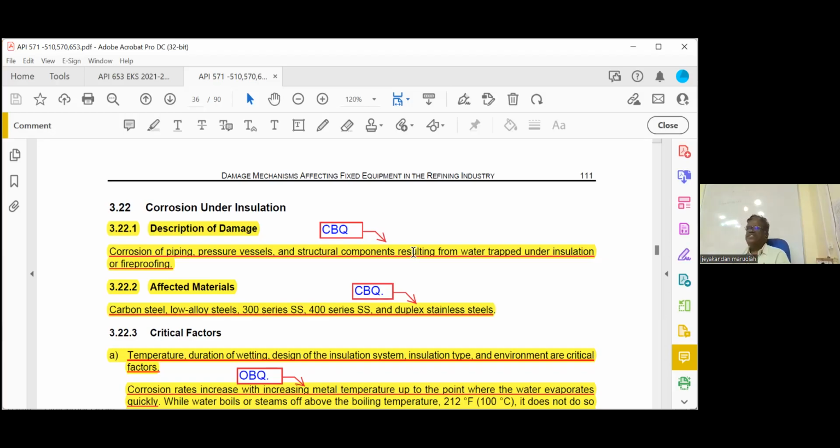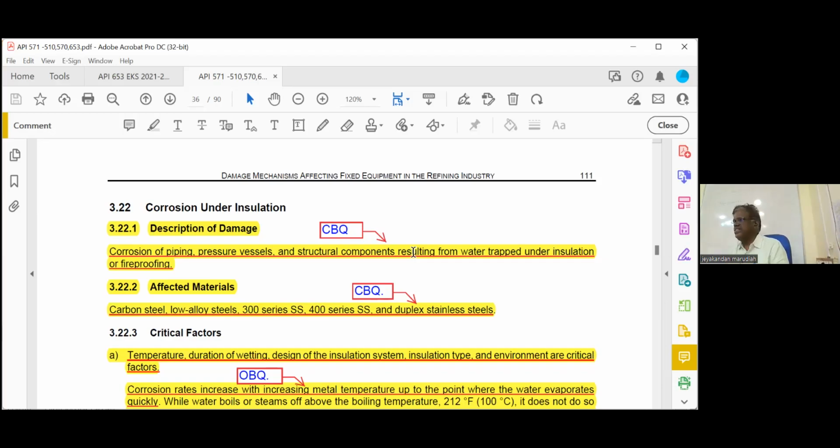Then next, which NDT will detect? Here we have two types of NDT. One is to check whether the insulation is wet or not. Which NDT will detect whether insulation is wet or not?